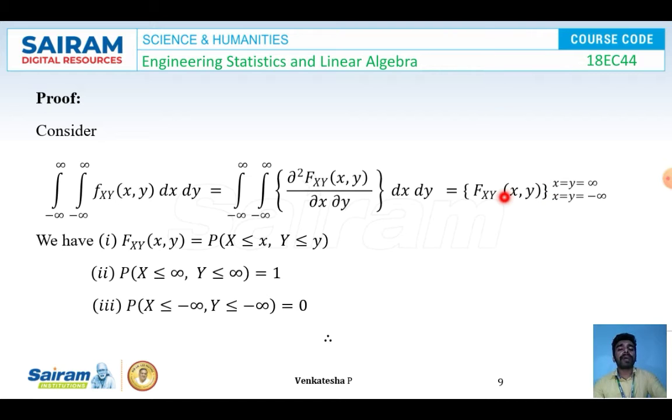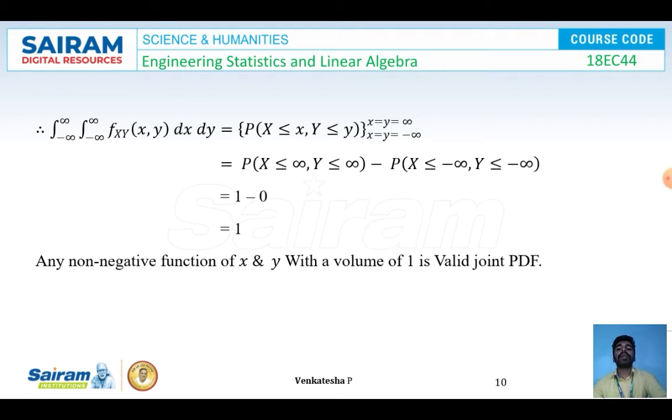Now to simplify this part, I am going to make use of these three equations. The first equation is F_XY(x,y) is equal to P(X ≤ x, Y ≤ y). Second property is P(X ≤ infinity, Y ≤ infinity) will be equal to 1. Third one is P(X ≤ minus infinity, Y ≤ minus infinity) will be equal to 0. So now I'm going to replace this function with this equation. So I got the expression P(X ≤ x, Y ≤ y) at the limit x = y = infinity and x = y = minus infinity.